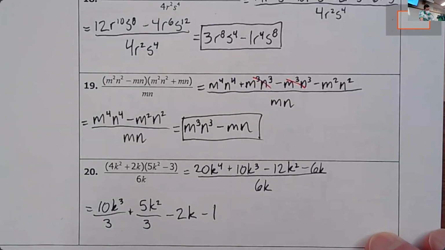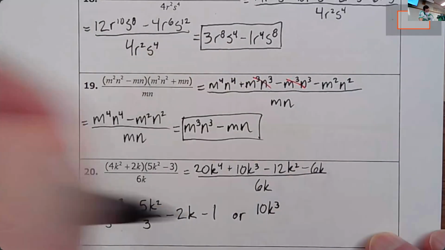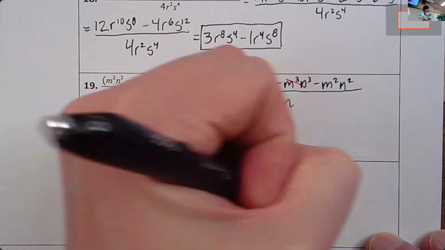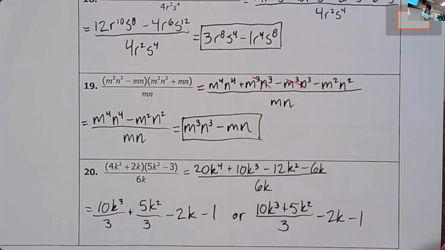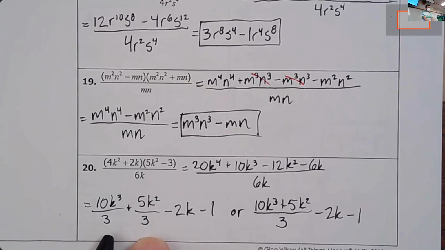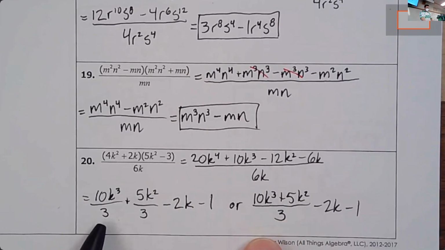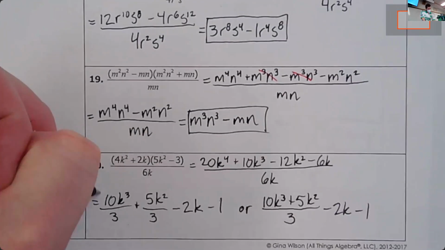So the other option would be, I'm just going to say or, 10k to the third power plus 5k squared all over 3, and then minus 2k minus 1. So that would be your other option for an answer. Because these both have the same denominator, you can put the numerators together over the single denominator of 3. You wouldn't have to do that. This is the most concise way, I think, to write this. Never mind. I'm just going to stop there and call that what it is.